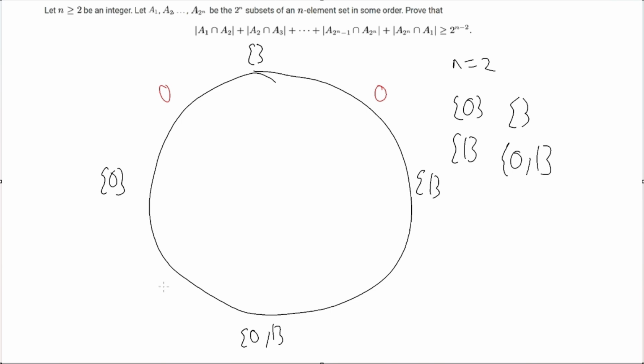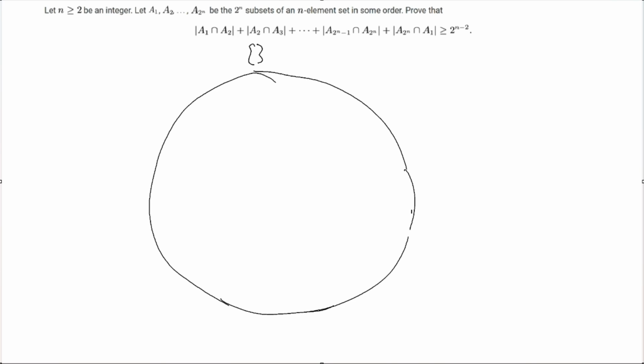But over here, we have that it would be 1 because the element 0 is in common. So we can go ahead and circle that. And this gives 1. And then likewise, we can circle the 1 here, and that gives 1. So therefore, the sum here is equal to 2, which is greater than or equal to 2^0, which is 1, because that's 2^2 minus 2.